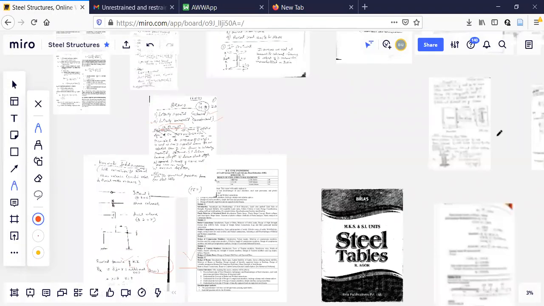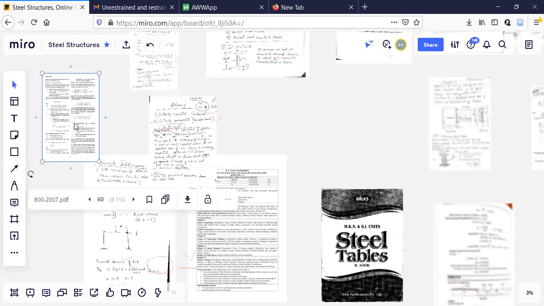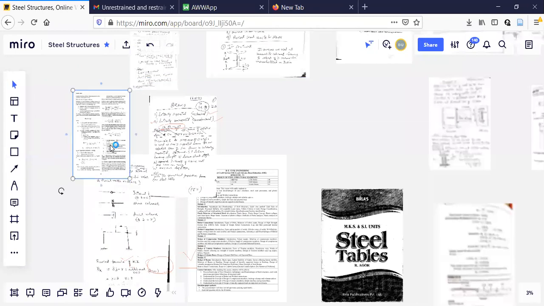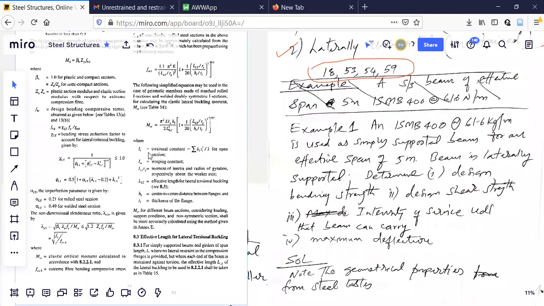I already opened the corresponding pages here in the code book. See this one. The entire code book is here. I have taken page number 60, but actually the initial pages are also being counted, so 60 will not be exactly the page number printed on that page. You can see this one here. So this is the important page number.